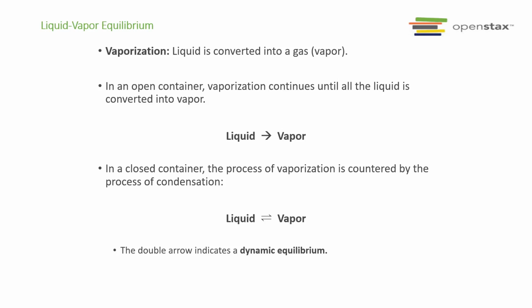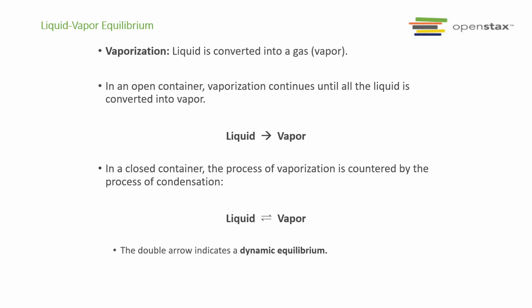Vaporization is when a liquid is converted to a gas or vapor. In an open container, vaporization continues until all the liquid is converted into vapor. So again, liquid to vapor. In a closed container, the process of vaporization is countered by the process of condensation. So the liquid is going to go to vapor, but then vapor gets turned back into liquid. And that will eventually go back and forth until a dynamic equilibrium is met.